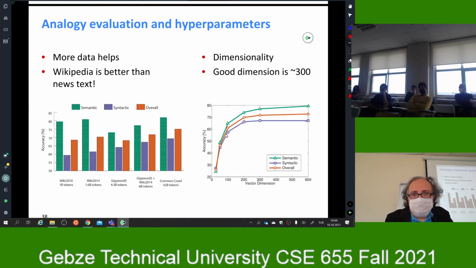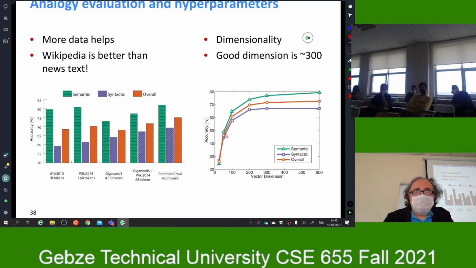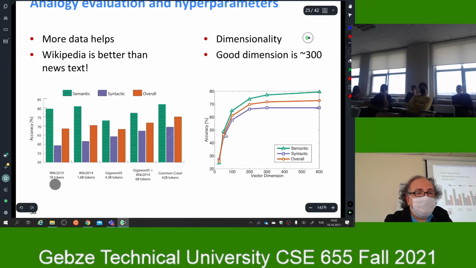This is another way of looking at the same experiment using different data. Again, they are running the same test, but this time they are training on different data. Wikipedia 2010 has 1.6 billion words, and there is Gigaword 5, a total of 4.3 billion words.